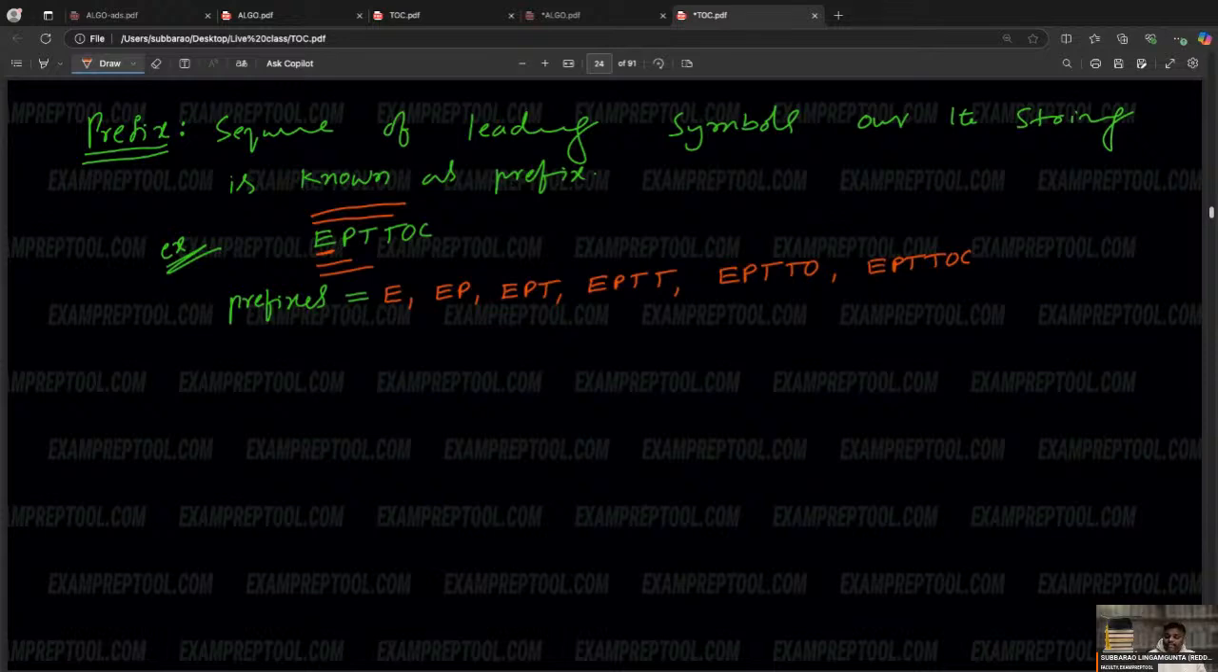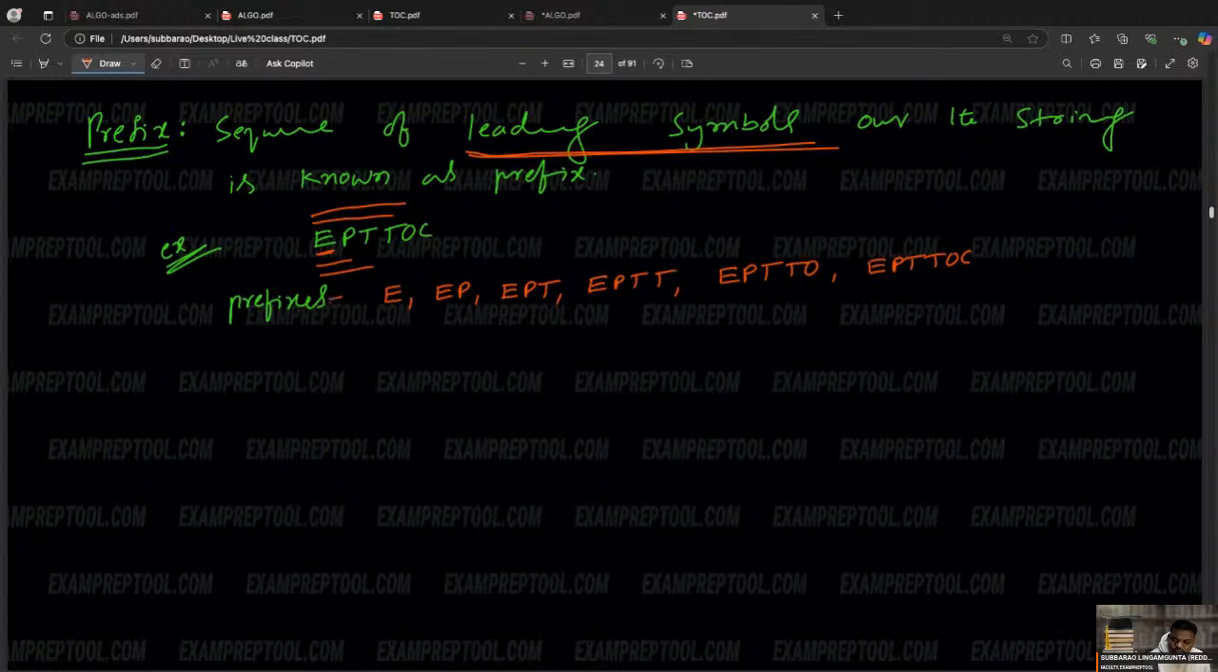Set of all leading symbols. See, leading. You cannot take randomly from somewhere. Every time you have to take from starting. Now, one more beauty. Can you see this one?